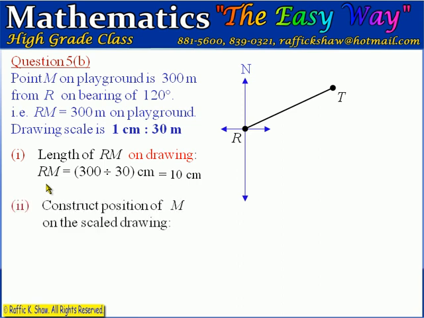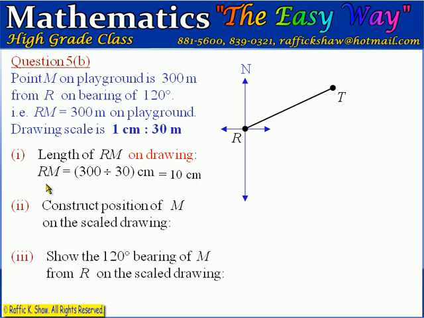Now part 2 and part 3 of this question wants us to do some constructions. First, we are required to construct the position of M on the drawing. On this drawing, we are required to construct the position of M, bearing in mind that the length of RM on the drawing is 10 centimeters and the bearing from R is 120 degrees. We need to do a construction for that. And then part 3 wants us to show that 120 degree bearing of M from R on the scaled drawing.